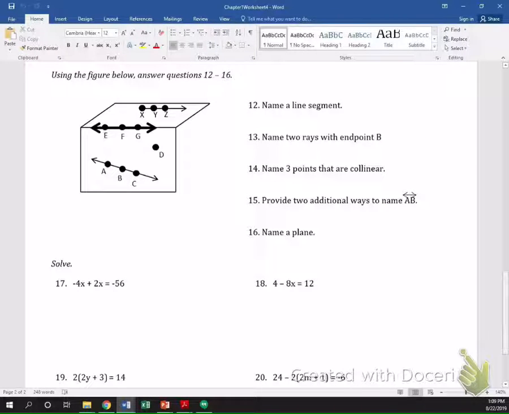All right, number 12. Name a line segment. Does anyone have an answer they want to share with the class? You only need 2 letters. X, Y will work. Just make sure you do that. Someone said A, B. That also works. Just make sure you don't put the arrows on the ends. Okay? Any piece of a line can be a line segment. So, like, here's one. Here's one.